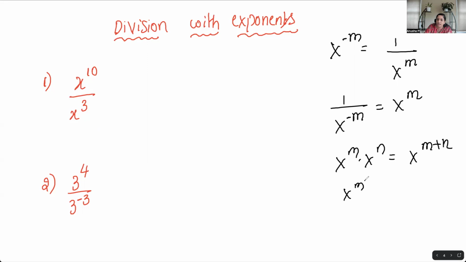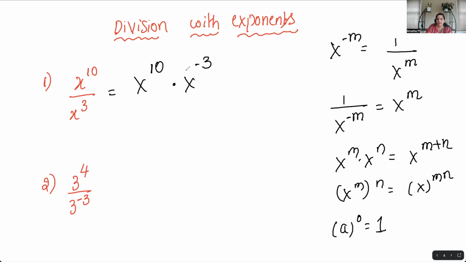And we learned another one. x to the power of m whole to the power of n is nothing but x to the power of mn. Along with that, we also learned anything to the power of 0 is 1. Okay. So now x to the power of 10 divided by x to the power of 3 is nothing but x to the power of 10. Oh, I didn't teach you the formula, right? Let me explain. Okay, x to the power of 3 in the denominator: if it is a positive exponent, if you move it to the top, it will become a negative exponent, right?